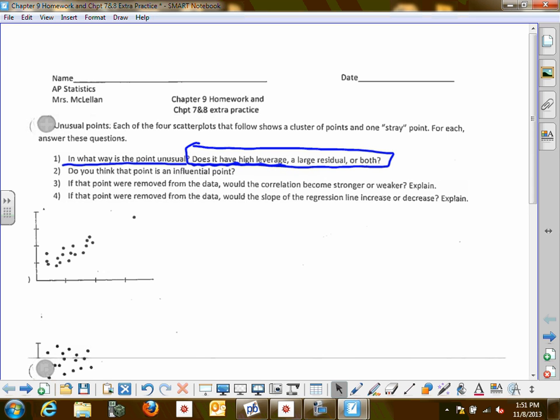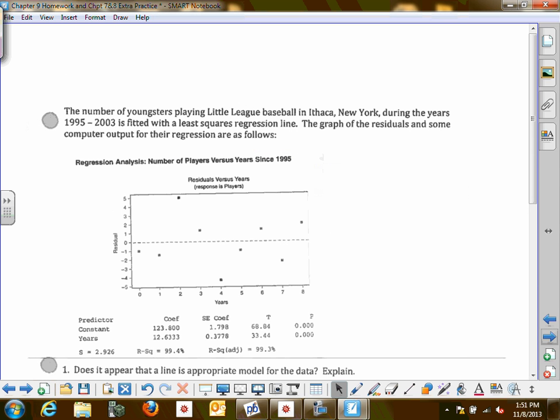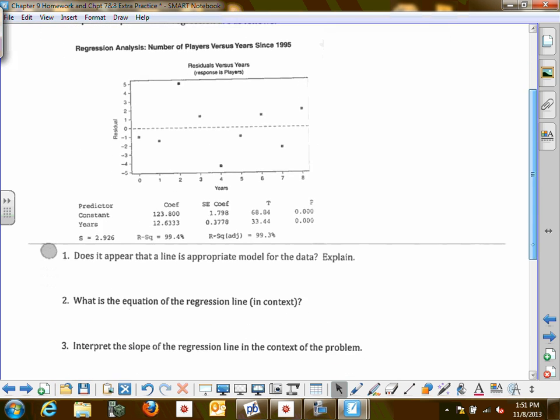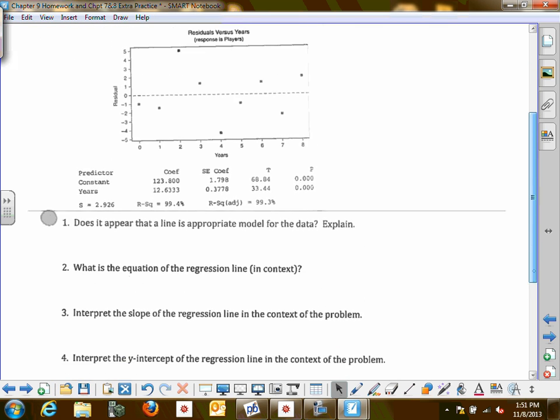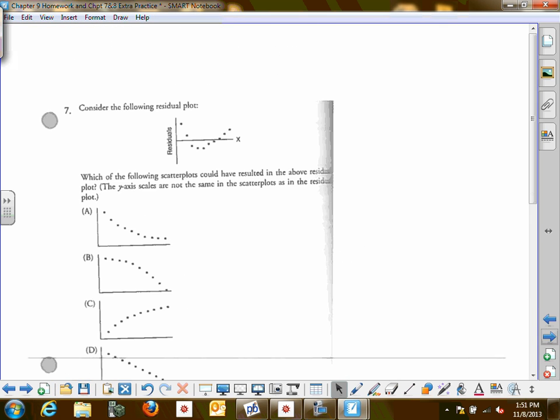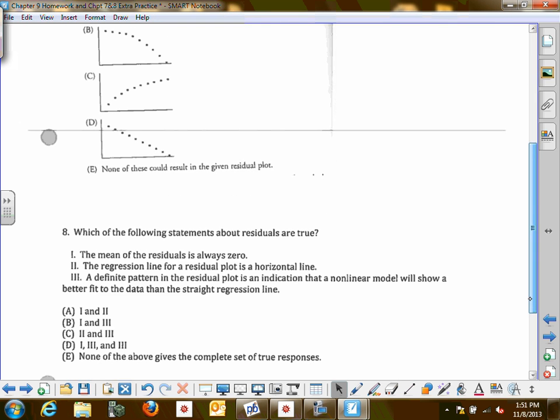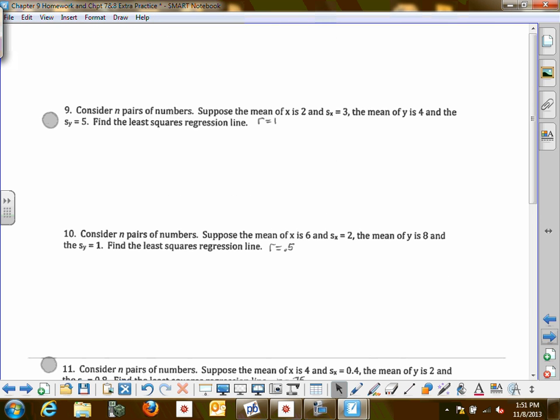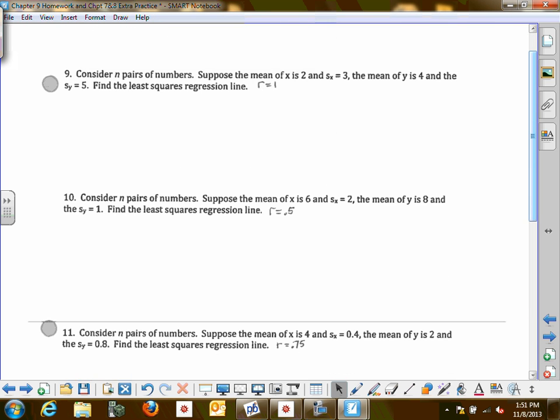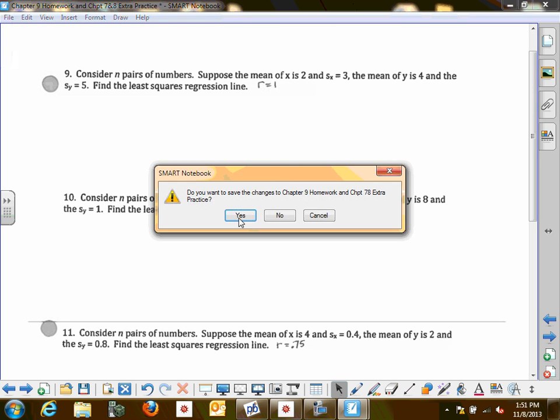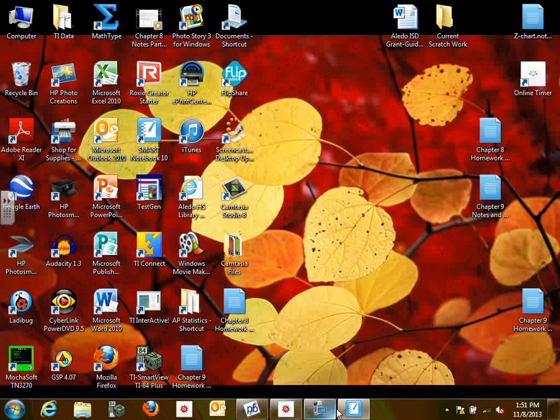Next, you start some chapter 7 and 8 questions. This is still the residual plot stuff. Here are some other questions about correlation. And then here's the stuff where you are using the standard deviation of x, standard deviation of y, and finding the equation of the line. That's it. Okay. So you guys will have that. That will be the end.